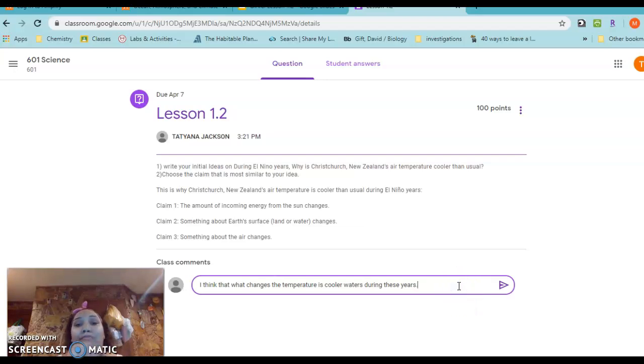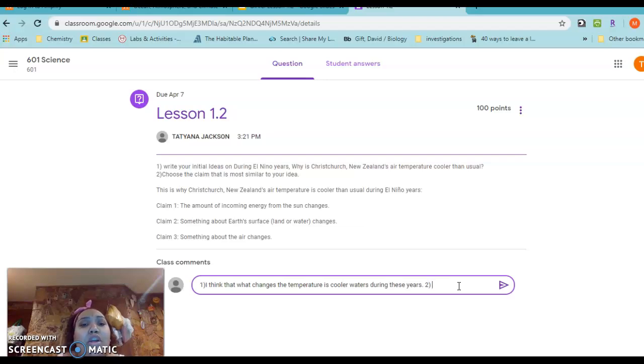So you can either hit submit and write your second comment, or you could do like I saw some of you guys doing and writing 1 and then writing 2 and then choose a claim that is most similar to your idea. So if I'm reading these 3 claims that they have, claim 1 is the amount of incoming energy from the sun changes. That doesn't sound like what I thought. Claim 2 was something about the Earth's surface, and that's land or water changes. Oh, so that's what I thought.